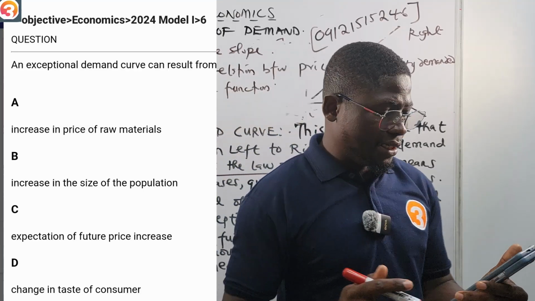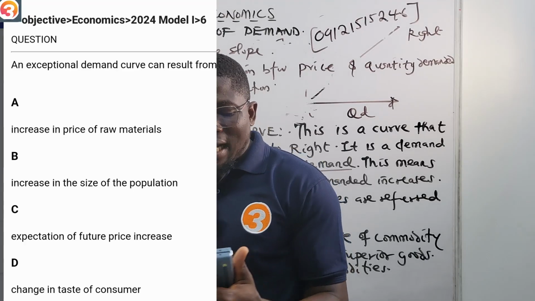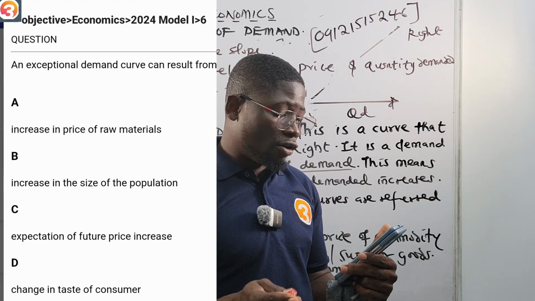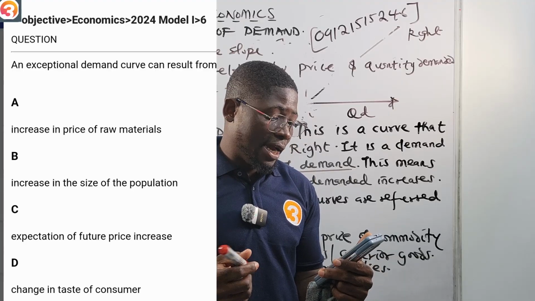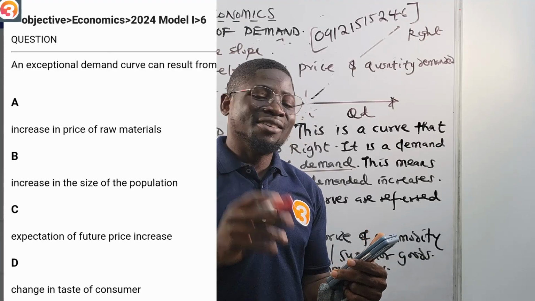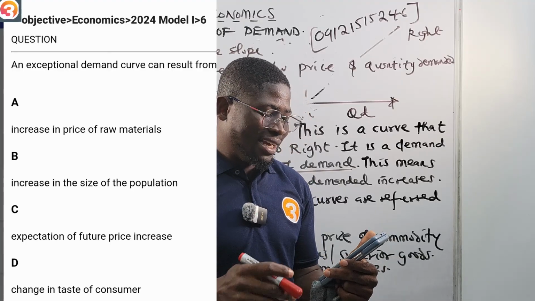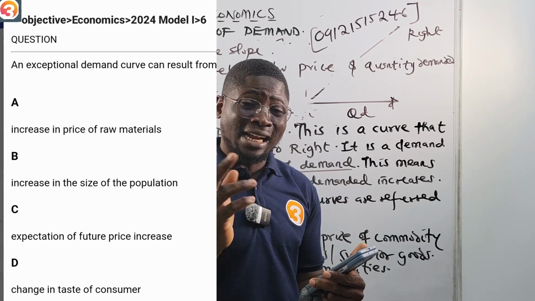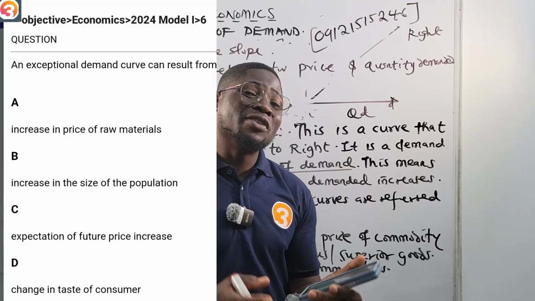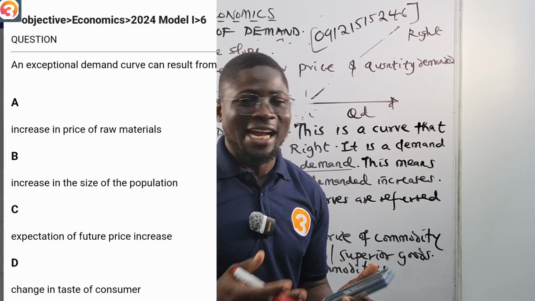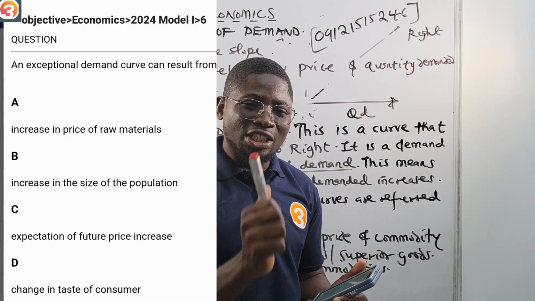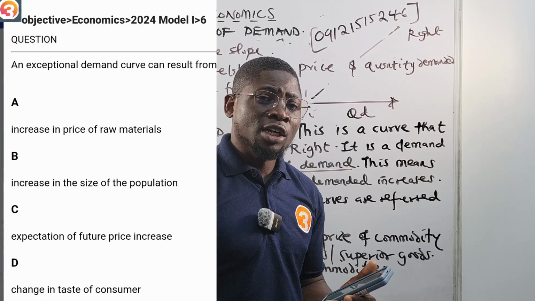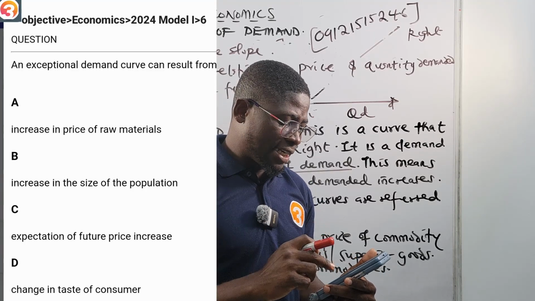2024 number 6 says that an exceptional demand curve can result from A, increase in the price of raw materials. B, increase in the size of the population. C, expectation of future price increase. D, change in the taste of the customer. As you can see, this question was repeated. Some of you will say they do not repeat JAMB questions. I laugh at you. Go and watch our episode on how to pass JAMB, where we talked about whether JAMB repeats past questions. You see how they repeat. Do not cram past questions, by the way. So the correct answer is option C.